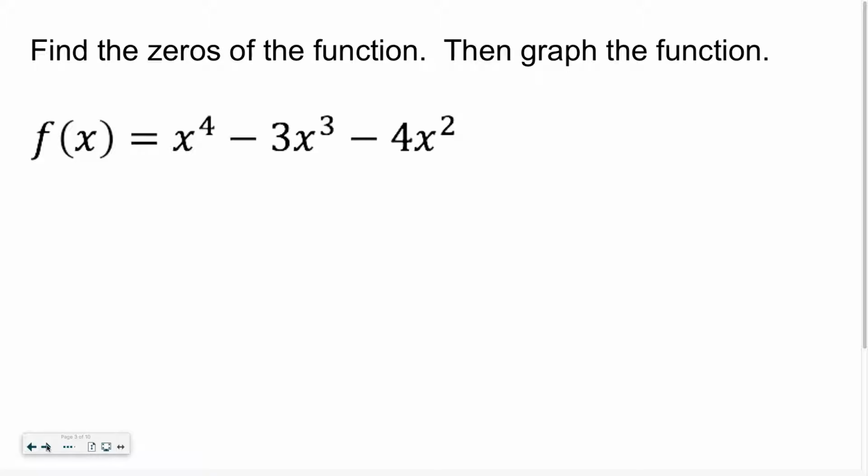Okay. So on your homework tonight, make sure that you read the directions. Do whatever your direction is asking, if it's asking you to find the zeros, if it's asking you to graph. We've got f of x equals x to the 4th minus 3x cubed minus 4x squared. Okay, I'm going to start with that first direction: find the zeros of the function.